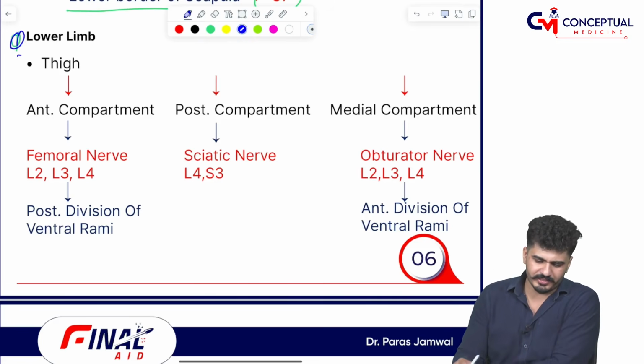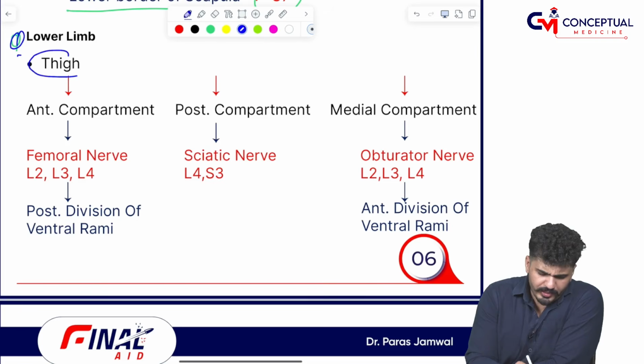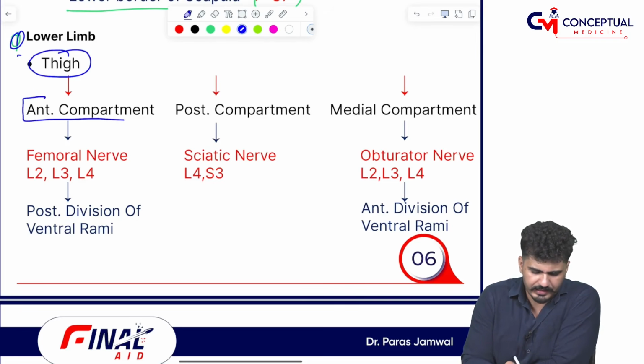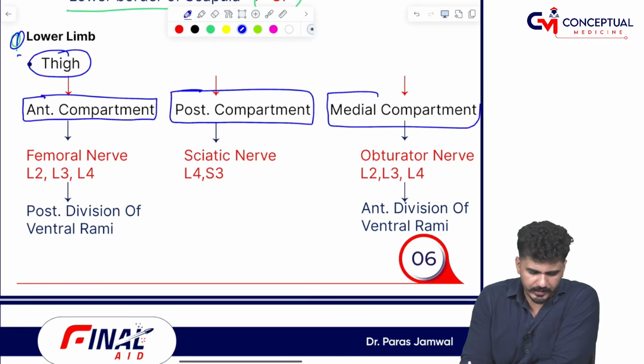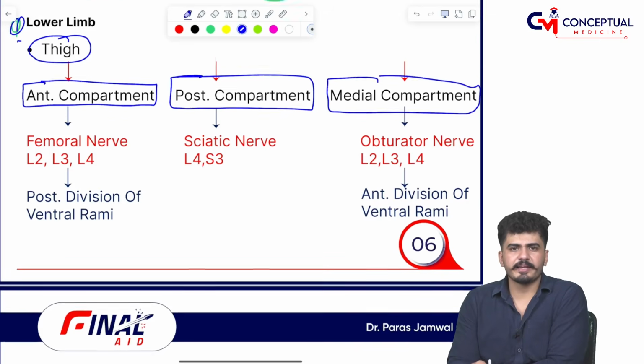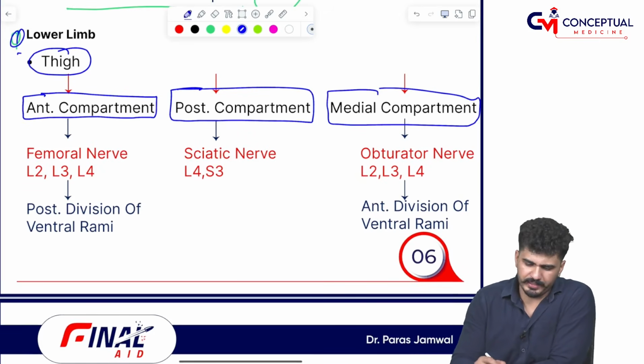Let's talk about the thigh. Now, lower limb, thigh we'll talk about. We are dividing the thigh into the anterior compartment, posterior compartment, and medial compartment, my dear friend. Okay? Anterior compartment, posterior compartment, and medial compartment.